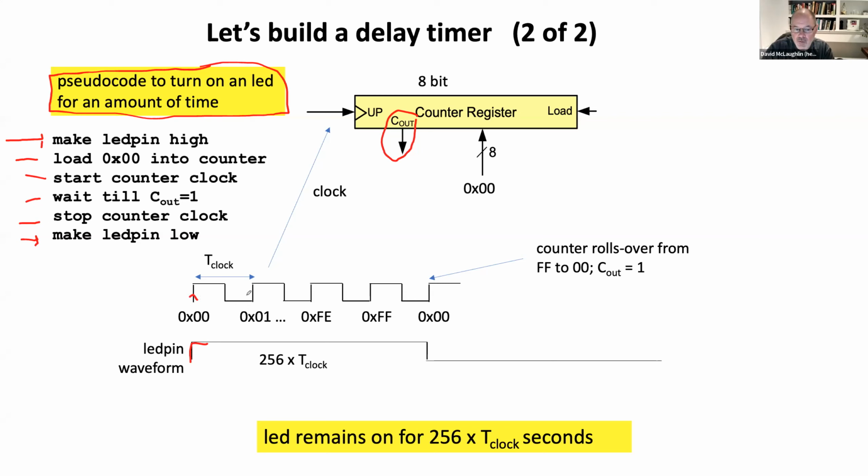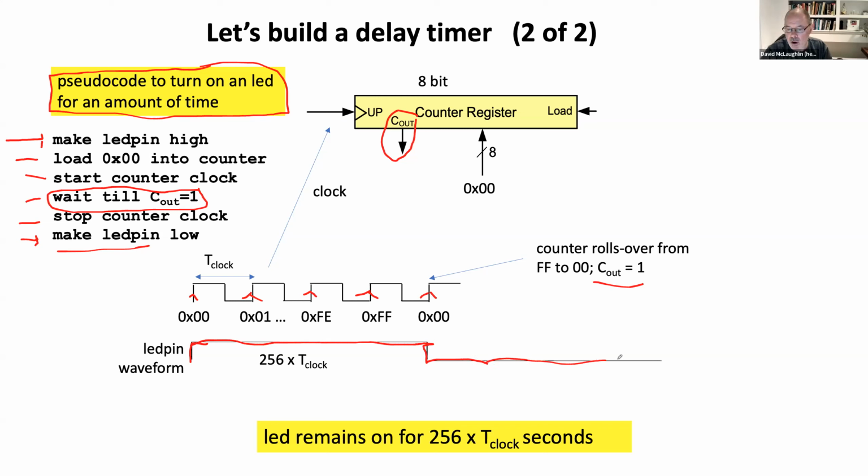It goes 0, 1, 2, 3, 4. Right here, I'm counting in hex, so FE and then FF. Right, that's 255, and then it rolls over to 0. And when it rolls over to 0, that's when that overflow bit goes high. And what I'm doing here is waiting until I see that overflow bit go high, then I stop the clock, I disable it, and I make the LED pin go low. So what's happened is that LED pin has been on, and then it goes off.